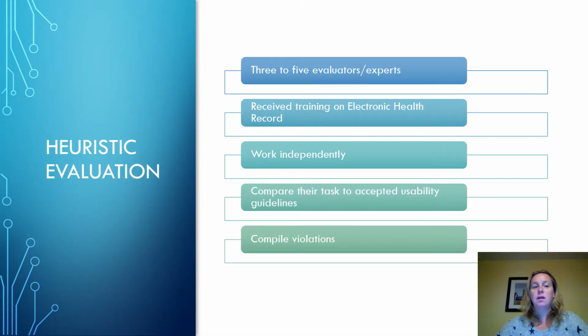So with a heuristic evaluation, we're going to have 3 to 5 evaluators and experts who are going to receive training on our electronic health record, and they're going to work through the tasks that, say, a nurse would do on a routine encounter with a patient. They're going to work independently, and then the experts will compare what they have done with these tasks to accepted usability guidelines. And then each of the experts will compile a list of violations that they have found that stem off of the accepted guidelines.